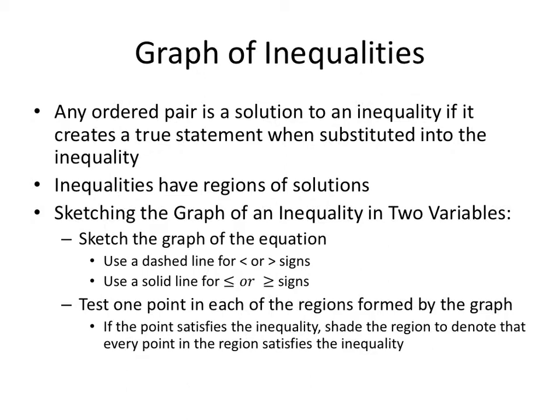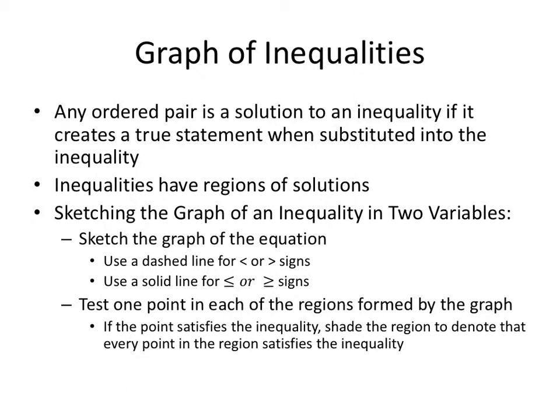Okay, sketching the graph of an inequality in two variables. First, we want to sketch the graph of the equation, and you might need to solve for y if you've got a linear inequality, or if it's like a circle or a parabola or something like that, you might want to put it in other convenient forms that we've already studied so far this year. And then we're going to use a dashed line for greater than or less than signs, of course, and a solid line for the or equal to signs.